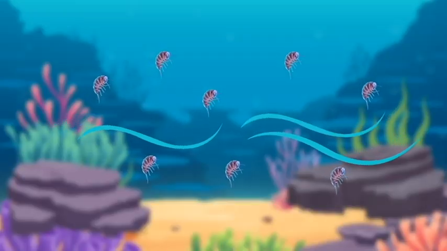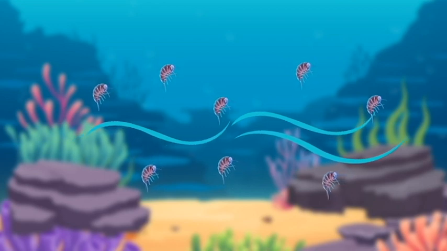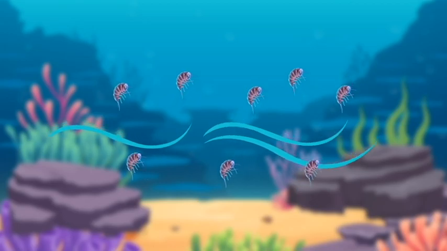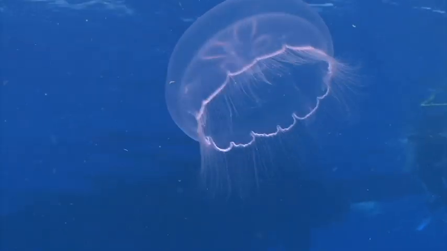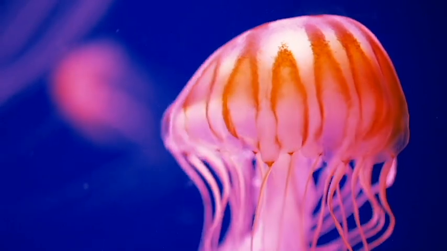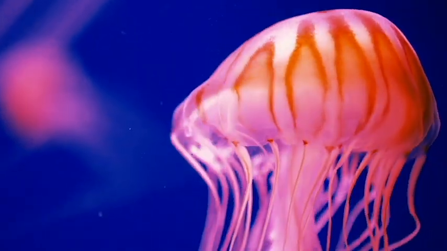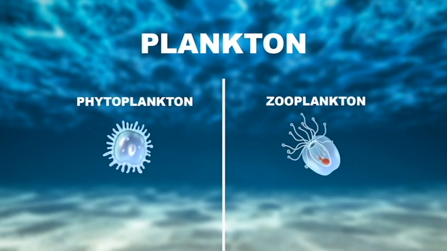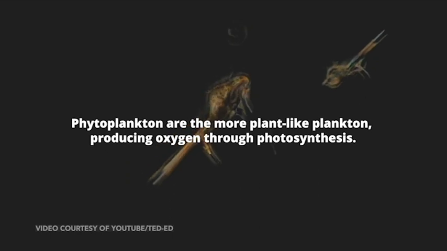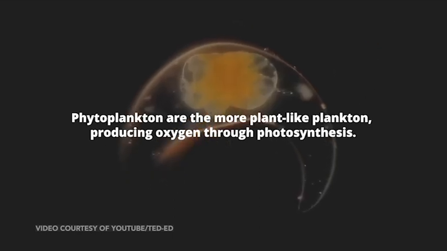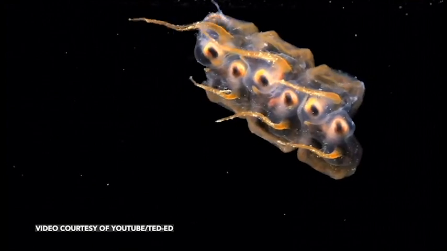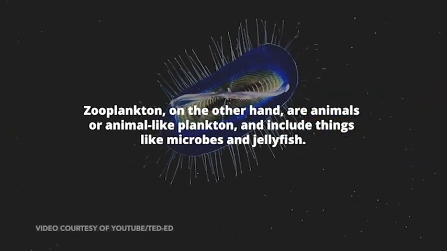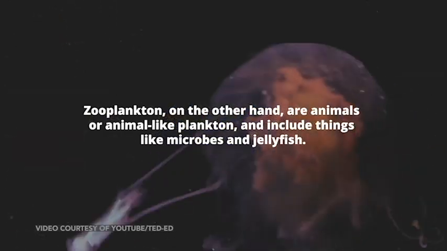Most plankton can't move by themselves. They often get from one place to another by simply floating and being moved by the waves. Some plankton, however, can control their movements, like jellyfish, which are a larger kind of plankton. Plankton are divided into two groups, phytoplankton and zooplankton. Phytoplankton are the more plant-like plankton, producing oxygen through photosynthesis. Zooplankton, on the other hand, are animals or animal-like plankton and include things like microbes and jellyfish.